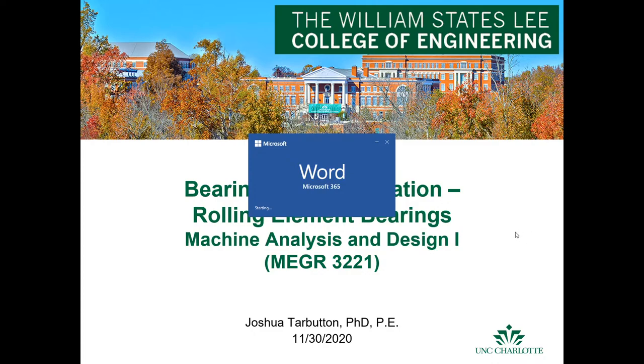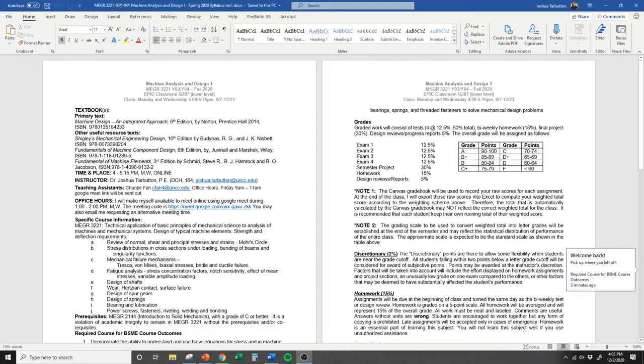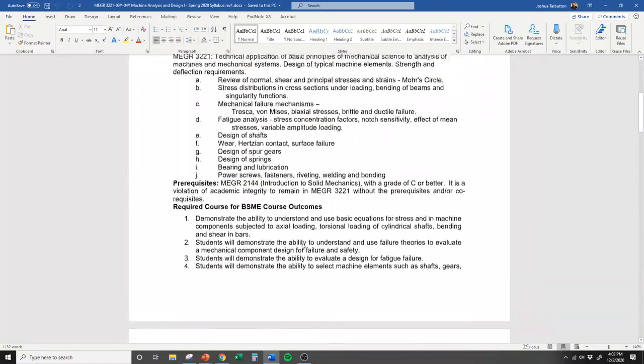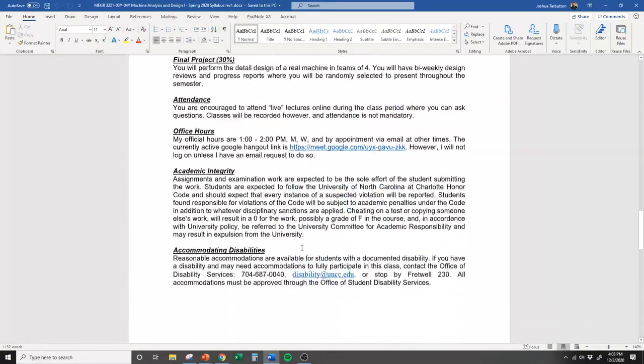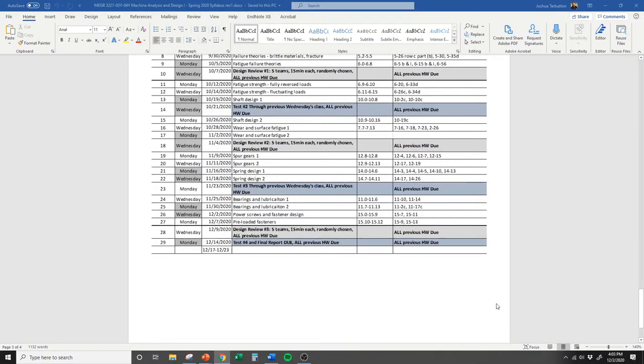So I'm just going to bring up the syllabus here, and show you where we are. We are actually one class behind the updated syllabus. So here we are today, 12-2. Your test is due today by midnight, I believe. We should have started on power screws and fasteners. So what we'll do is I'll try to finish up these power screw and fastener lectures.